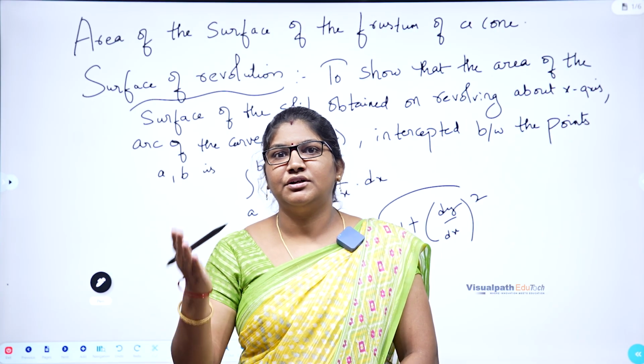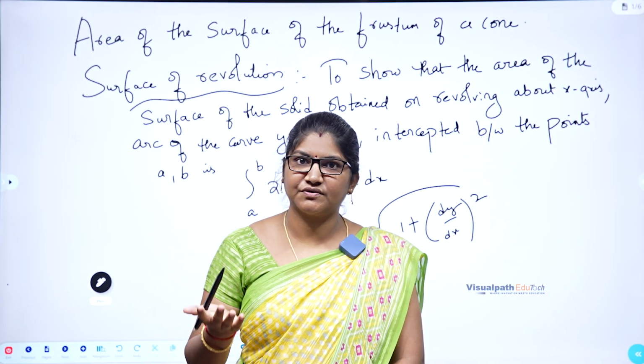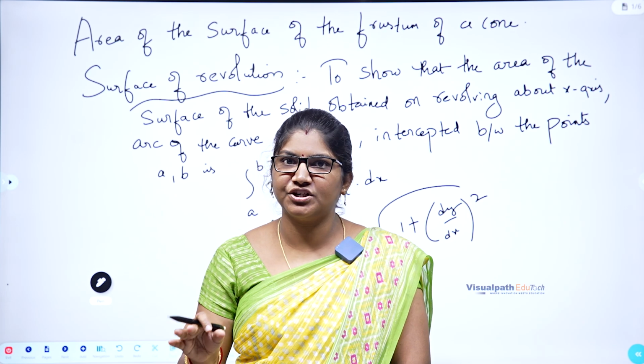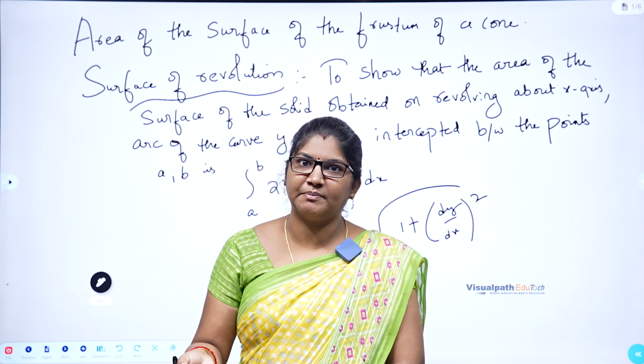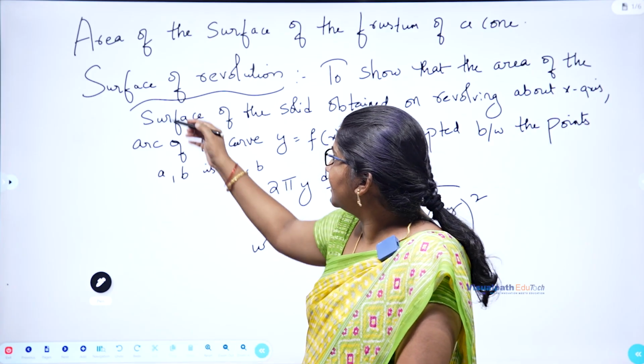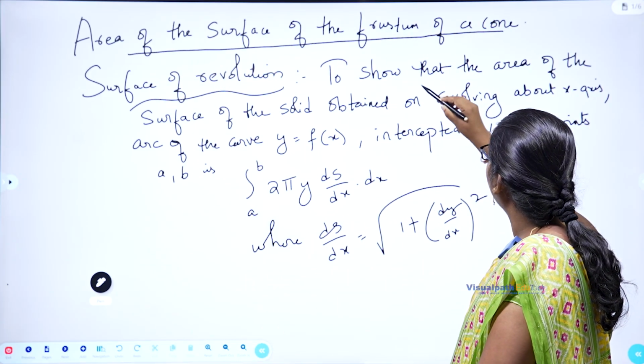In length, one 12 marks question will be covered and one 4 marks question will be covered. Similarly, in volume also, a 4 marks question will be covered in most of the question papers and a 12 marks question can also be covered. And this is the area of the surface of the frustum of a cone.